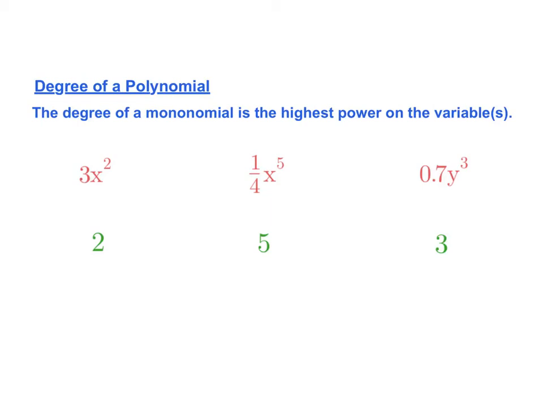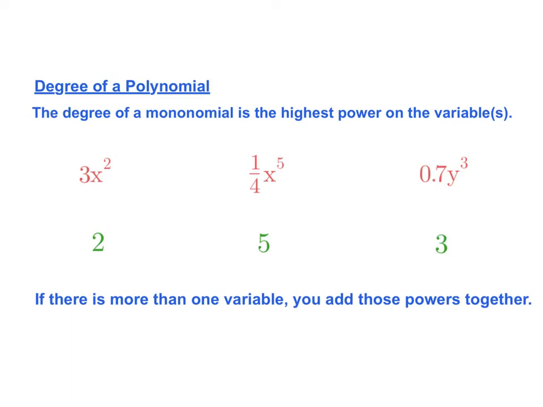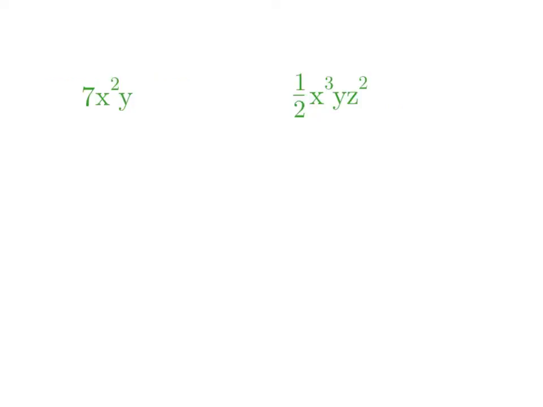It's that simple. Now, if there's more than one variable, it's a different situation. Let's look at these. If there's more than one variable, you add those powers together of the variables. That's how you determine degree of a monomial in more than one variable. You just add the powers together. So for example, what's the degree for this? 3. What's the power on y? 1. So this one is 3. What's the degree here? 6. I gotta write those down. So this one's 3. This one's 6. Just add the powers up. That's all you gotta do for degree.